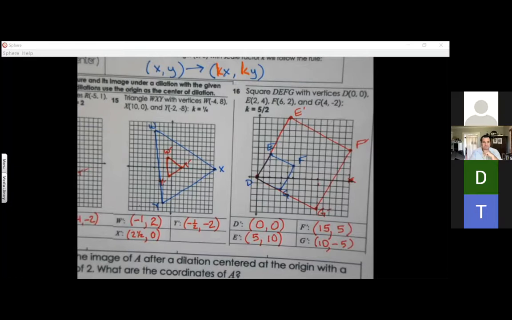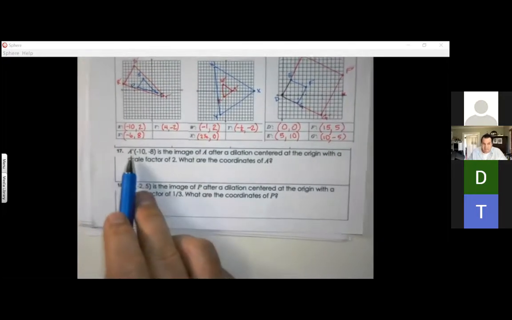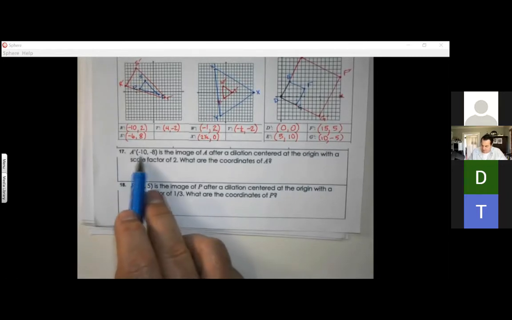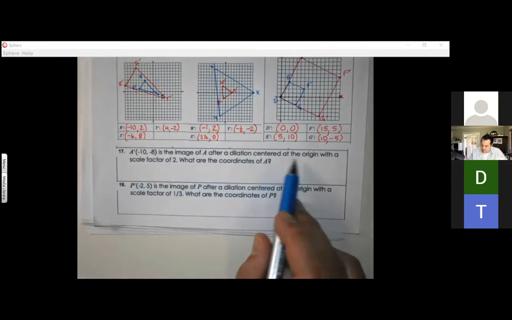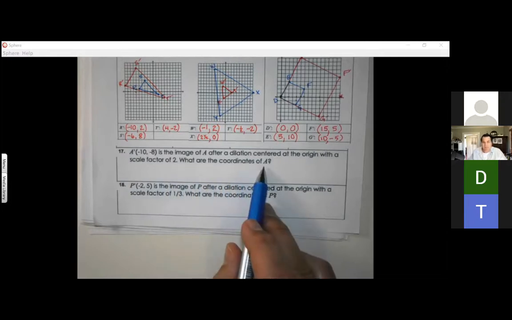Any questions? Okay. For these last ones, it's giving us a slightly different spin on it. It's saying if A prime, the image, is -10, -8, after a dilation centered at the origin with a scale factor of 2, what are the coordinates of the original A?